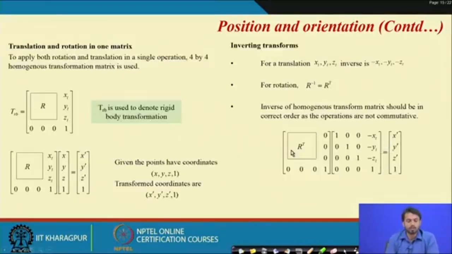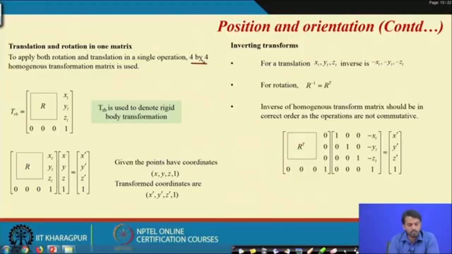If you are considering translation and rotation in one matrix, to apply both rotation and translation in a single operation, a 4 by 4 homogeneous transformation matrix is used. Why? Because with a 3 by 3 matrix, applying rotation and translation together is not possible. For that reason, we consider the 4 by 4 homogeneous matrix.